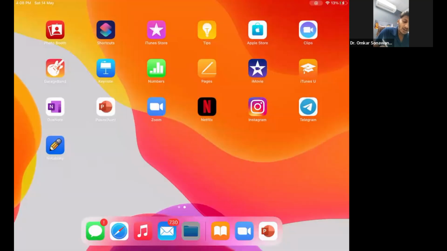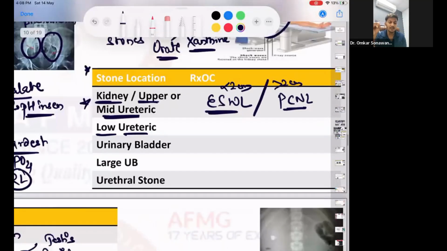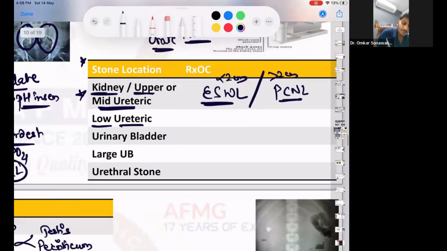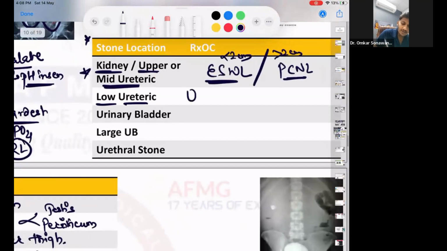If it is a kidney, upper or middle ureteric stone, less than 2 centimeter, ESWL; more than 2 centimeter, PCNL. What was it for low ureteric stone, quickly? Low ureteric stone is removed by ureteroscopic removal. And what is used for removal?